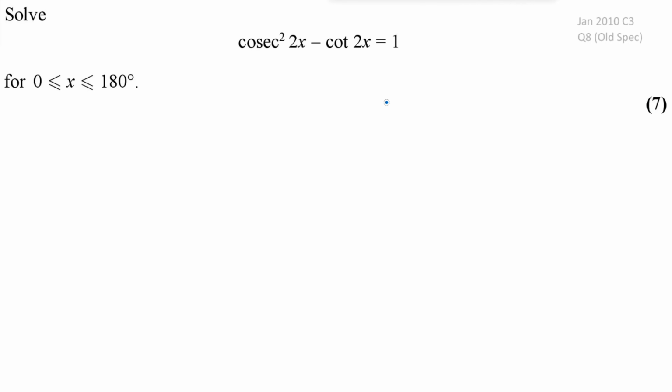So here's an example where we need to solve the equation cosec squared of 2x minus cot 2x is equal to 1. So this is worth 7 marks. It looks like a pretty horrible equation, so let's just take it slowly.